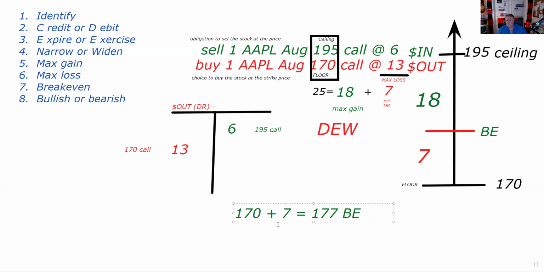By the way, much better than without the spread. Remember, without the spread, the break even was 183. That's the whole point of the spread, by the way. I lowered my break even from 183 down to 177. And it's a lot easier for Apple to go up 7 than it is for Apple to go up 13, right?